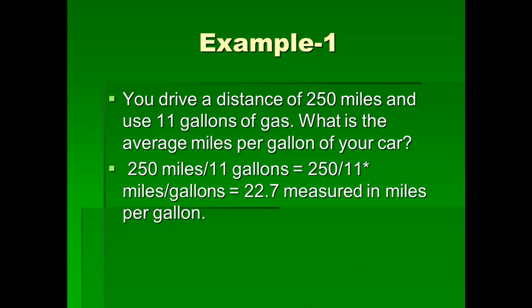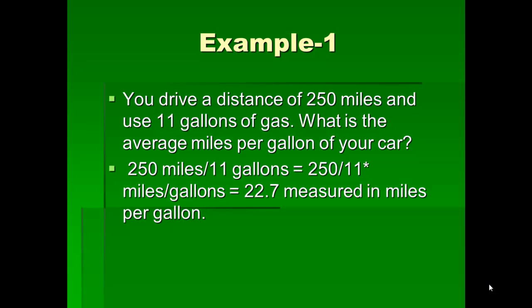Example 1. You drive a distance of 250 miles and use 11 gallons of gas. What is the average miles per gallon of your car? 250 miles over 11 gallons equals 250 over 11 times miles over gallons, which equals 22.7 miles per gallon.